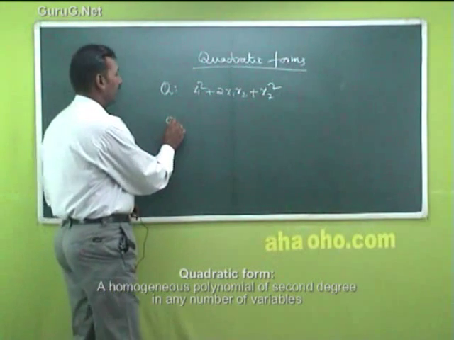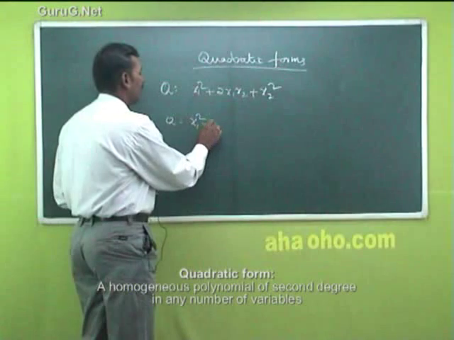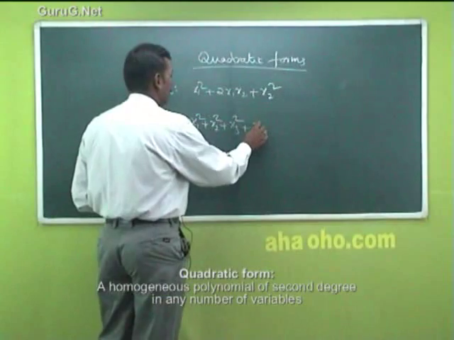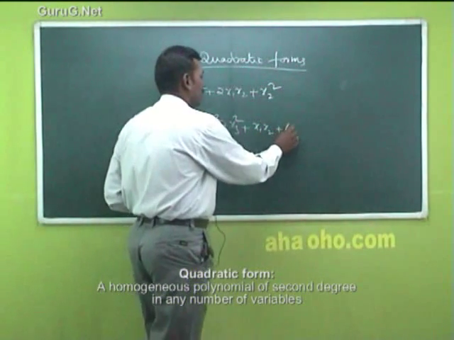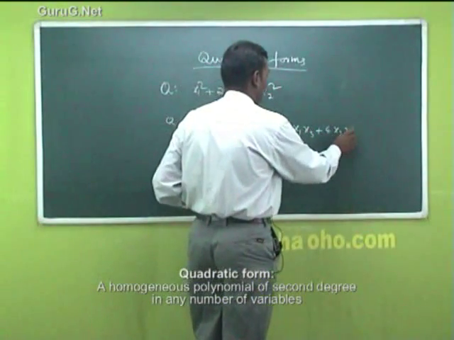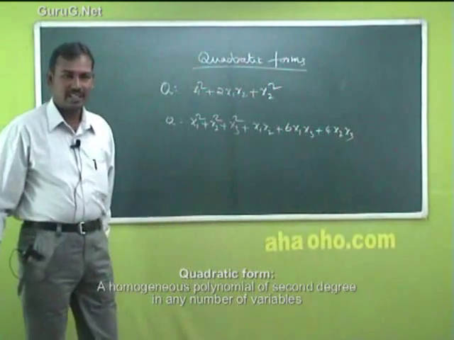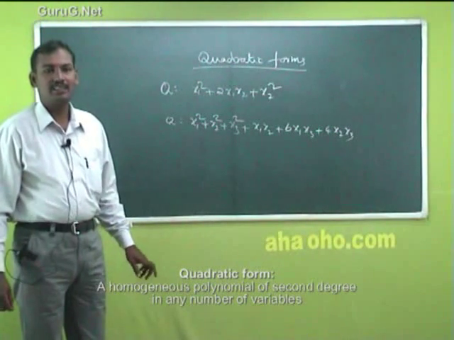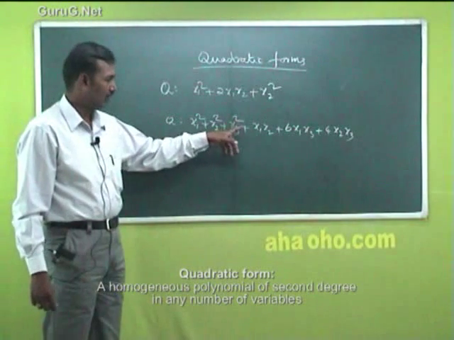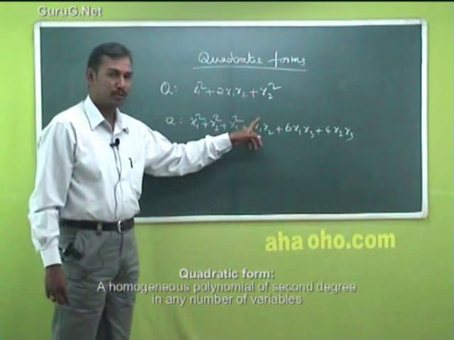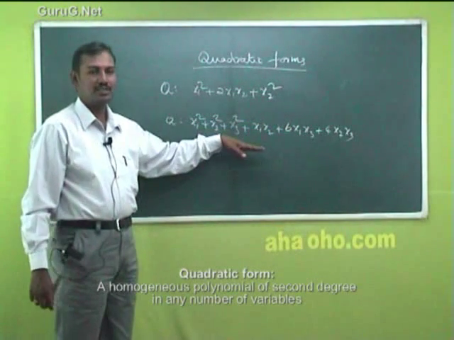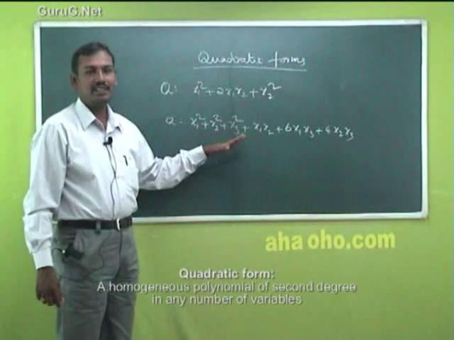For example, like x1 square plus x2 square plus x3 square plus x1 x2 plus 6 x1 x3 plus 4 x2 x3. So it is also a quadratic form with three variables. Here x1 square, x2 square, x3 square; here the power 1, here 1, so in total 2. So each term has the power 2. So with three variables, it is a quadratic form with three variables.